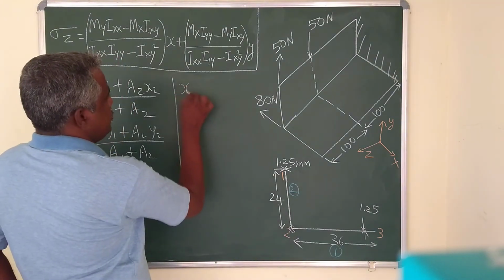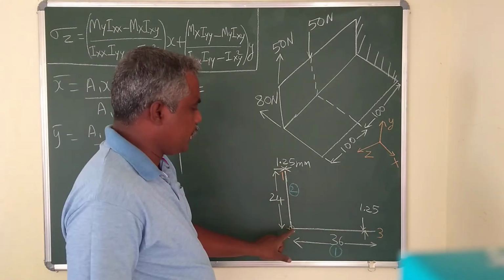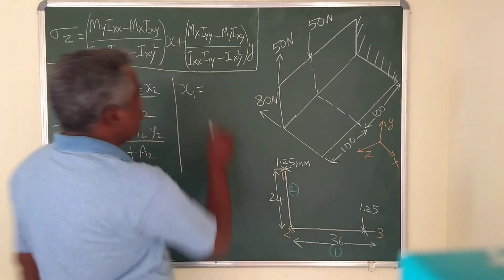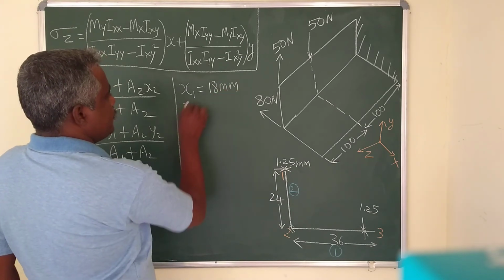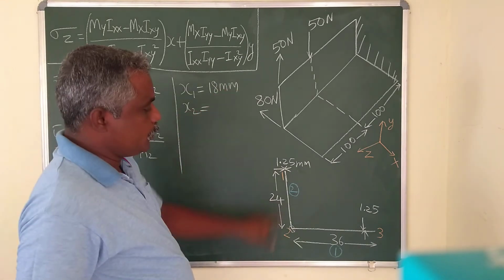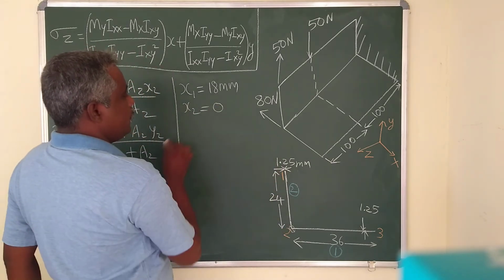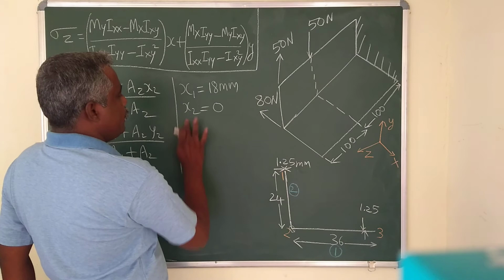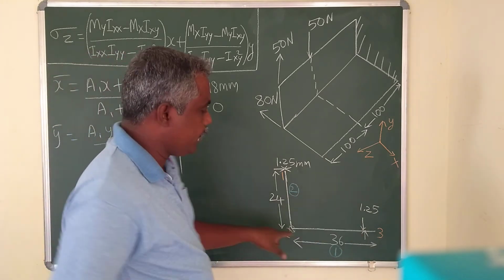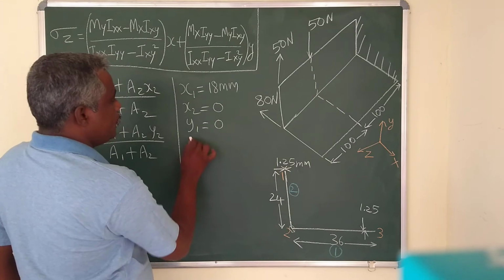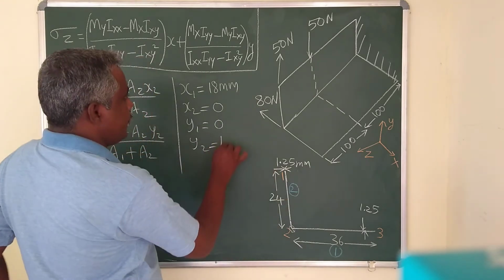So x1 is for section 1. Treat this as a line. So x1 is nothing but 36 divided by 2, 18 millimeter. And x2, this is section 2. Treat this as a line. So x2 would be 0. And what is y1? y1 for section 1, treat this as a line, so y1 is 0. And y2 is equal to 24 divided by 2, 12 millimeter.